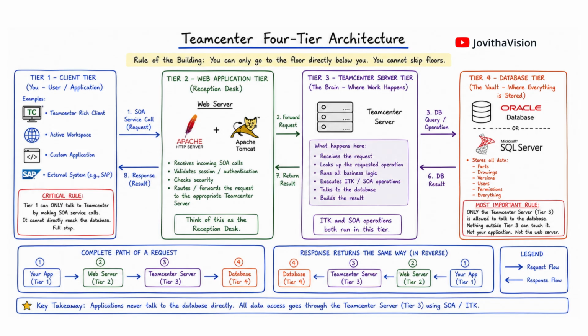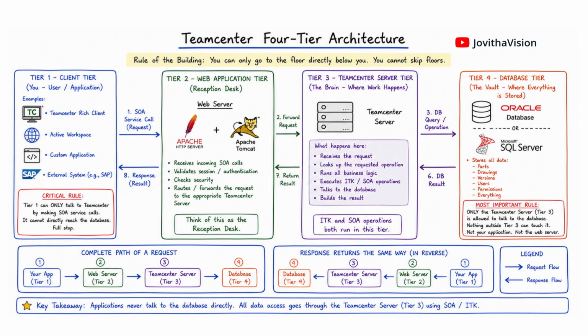Tier 3, the Teamcenter server tier. This is where the actual work happens. This is the brain of Teamcenter. When a service call arrives here, it looks up what operation you requested, runs all the business logic, talks to the database, and builds up the result to send back to you. This is also where ITK, which we covered in day 16, runs. ITK and SOA operations both live in this layer.